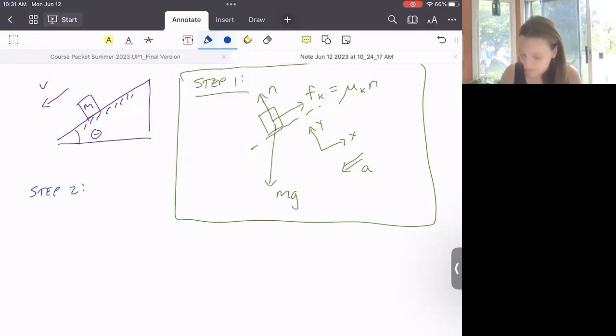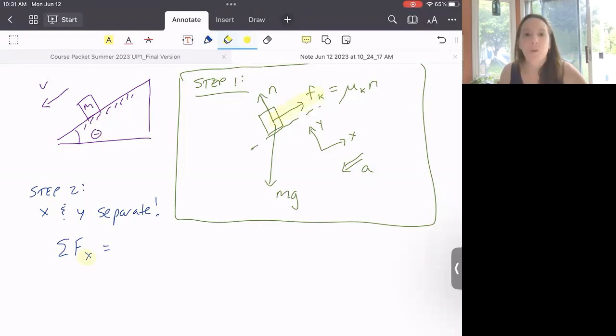Here we have to do x and y separate, right? So we have to do x and y separate. And so if I look at the sum of forces in the x direction, then I'm going to see here that I have 2 forces in x. I have friction, right, which points, according to me, in the positive x direction. So I'm going to write positive mu sub k n. And then I also have the component of the weight in the parallel direction.